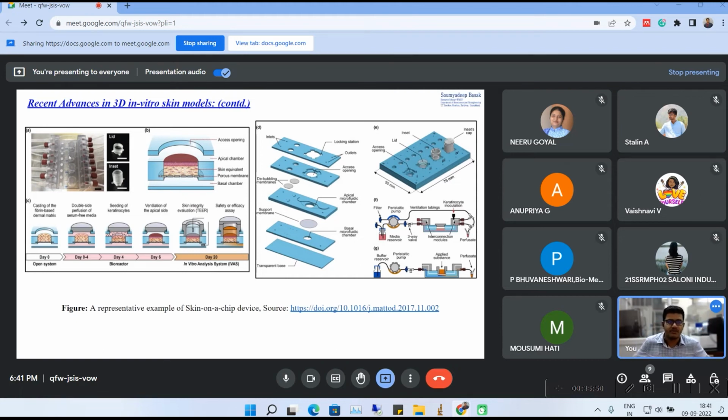So what we can essentially achieve is a study where multiple applications, multiple drugs or multiple tissue engineering applications, can be performed in a single chip at the same time, with differences in the study parameters. So these kinds of microfluidic devices are also being studied.